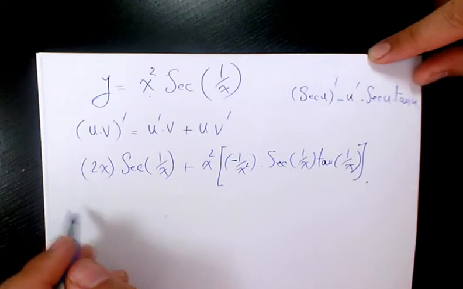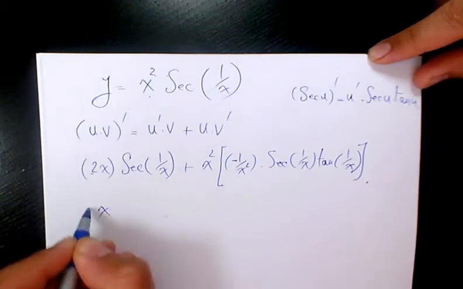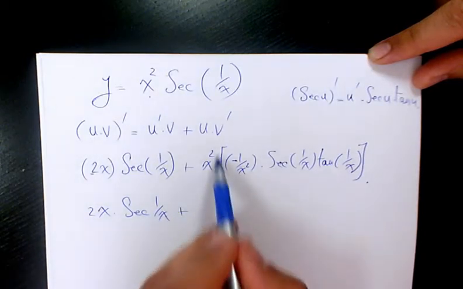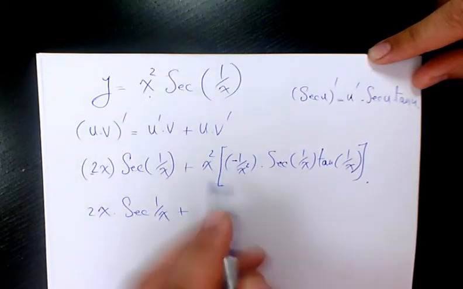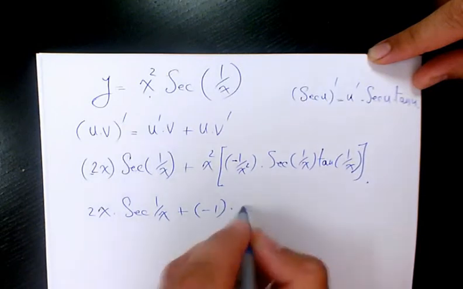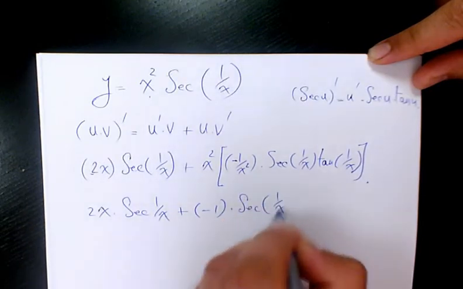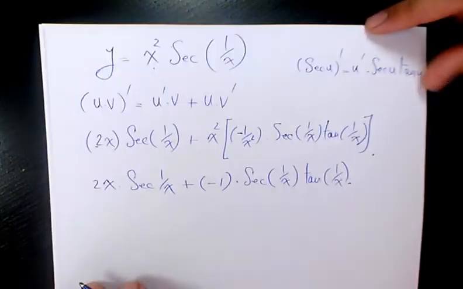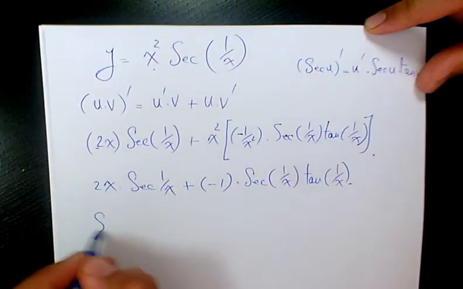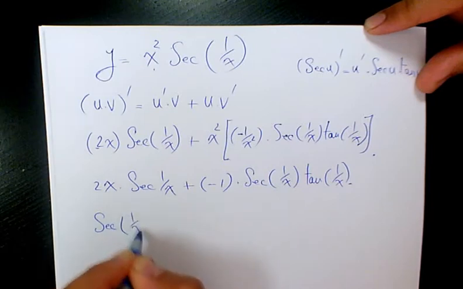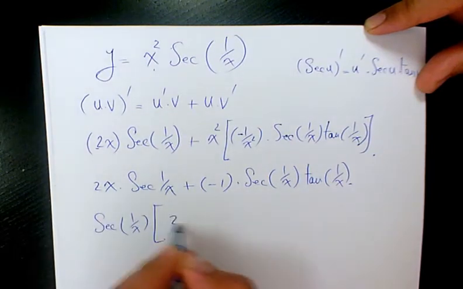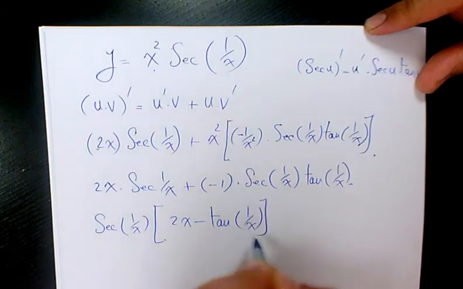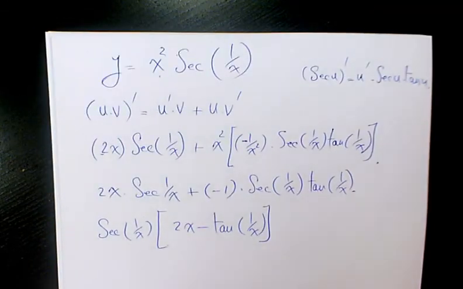Now let's simplify it. 2x times secant 1 over x plus x squared times negative 1 over x squared is going to be negative 1 times secant 1 over x times tan 1 over x. And then after that you can factor out secant of 1 over x times 2x minus tan of 1 over x. So that's going to be the final answer.